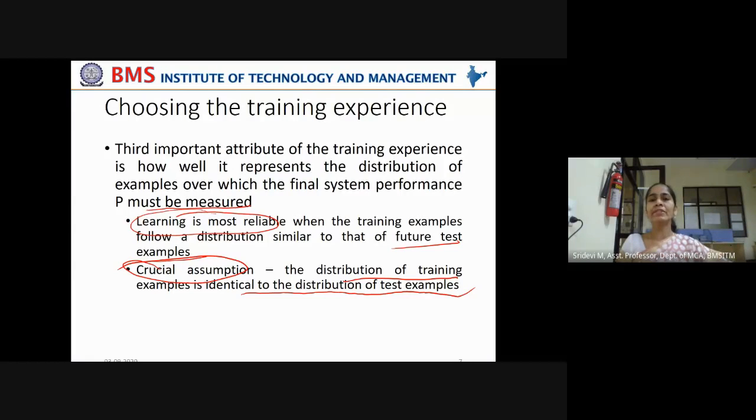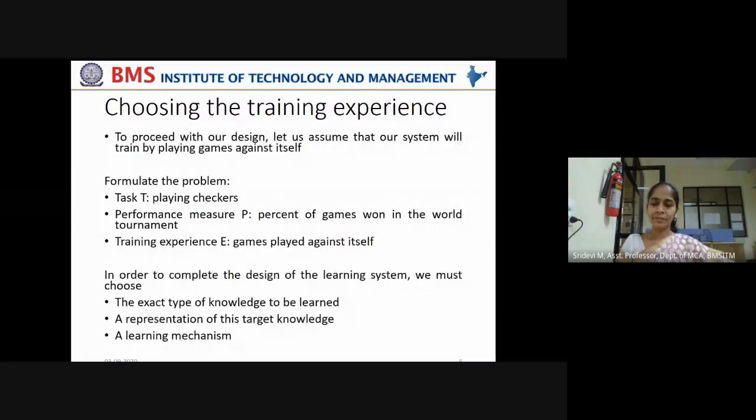Whether it is being tested on the same type of distribution as a training example, or it is being trained on a different distribution so that it can generalize its performance better when it encounters actual real-time examples. Okay, that is what I'm trying to make clear for you.